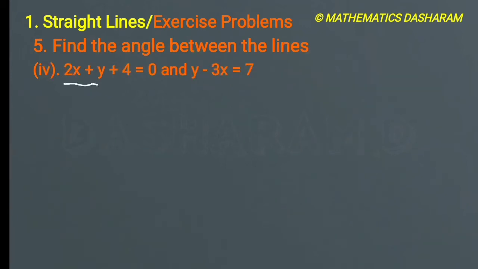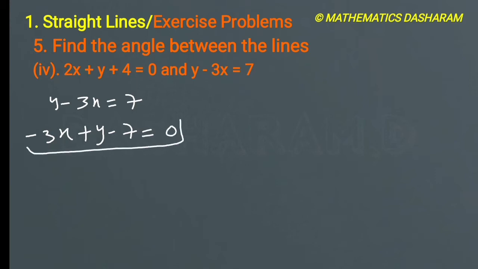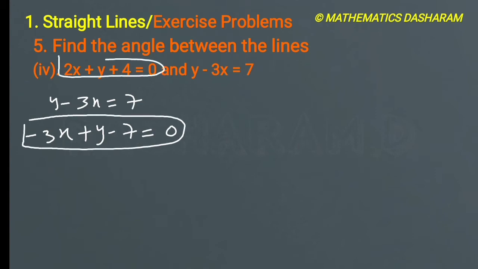Fourth question: 2x + y + 4 = 0 and y - 3x = 7. In the second equation, y - 3x = 7, let's write it in the standard form of a straight line. That means first -3x, next the y term, and 7 transposed to the left side, equals 0. So now it is in the standard form of a straight line. Here is the first equation, and here is the second equation.